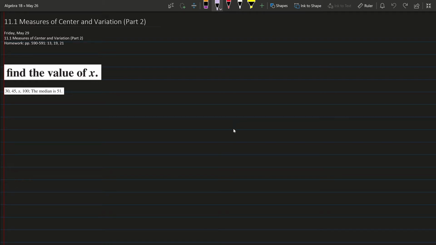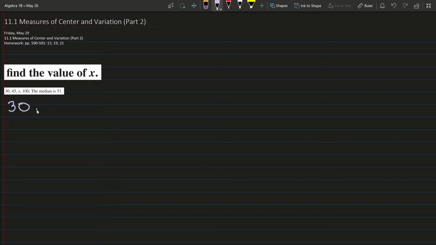All right, we'll now be working on 11.1 measures of center and variation, part 2. All right, so the first one, find the value of x. We did a problem similar to this in the previous lesson, but last time it was mean, not median. So we'll now figure out what x is equal to when we are given the median, right?